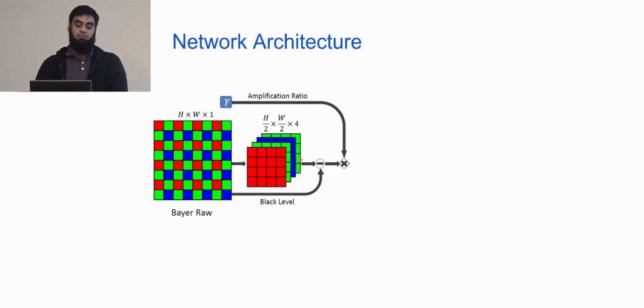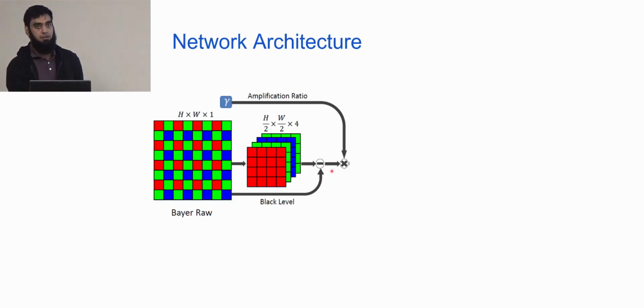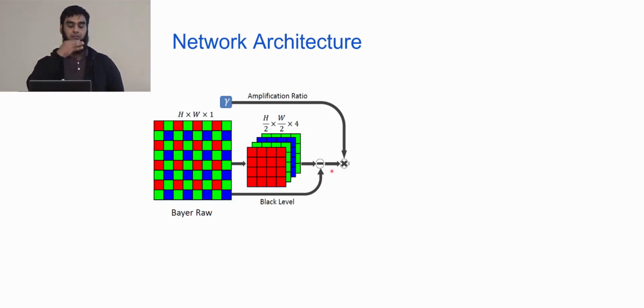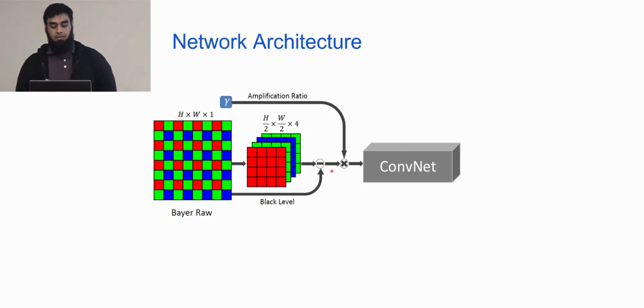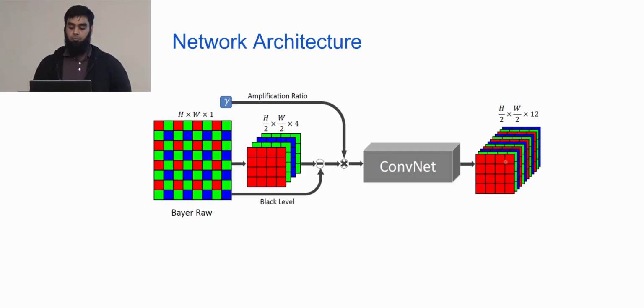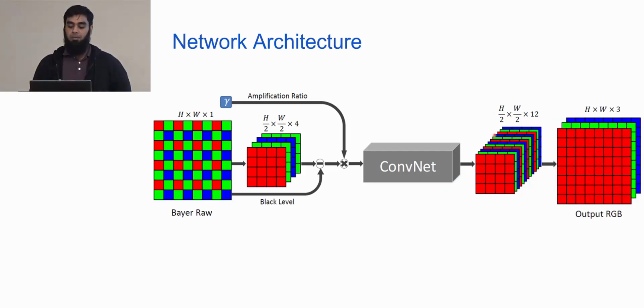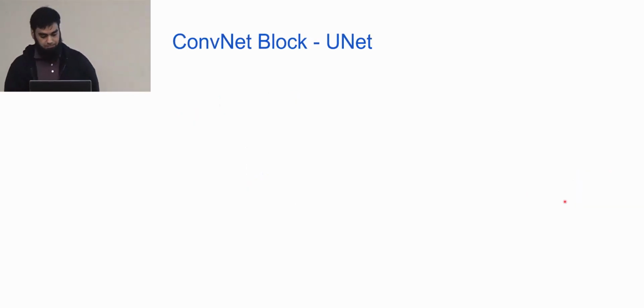And it's no coincidence that they're doing this in a sequential order. They're trying to remove the black level first before amplifying the image. The reason for that is if they amplify it without deducting the black level, the black parts of the image are going to be amplified as well, leading to a worse image. The result is passed to a convolutional neural network, and the result of that would be 12 filters of the size H/2 by W/2, and those would then be arranged via another process that I'm going to talk about, and the final RGB result is going to be presented.